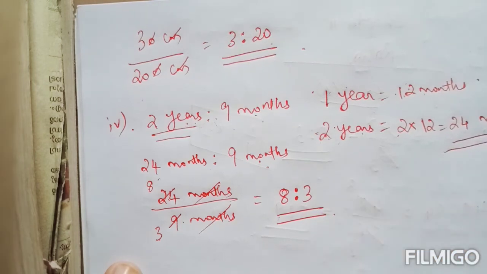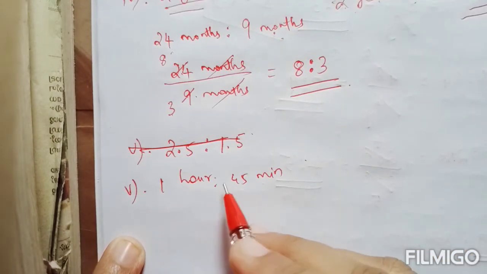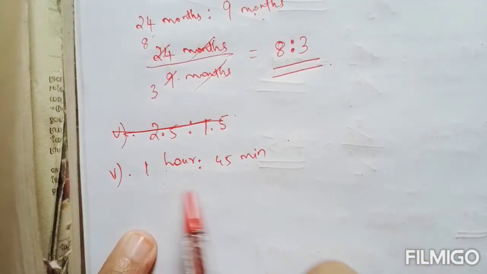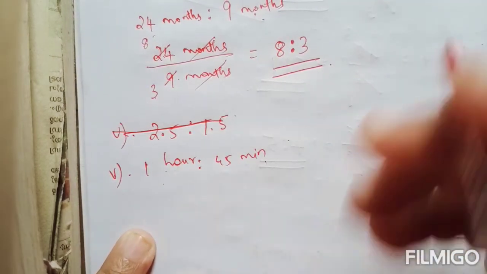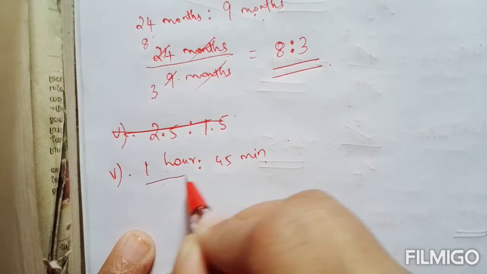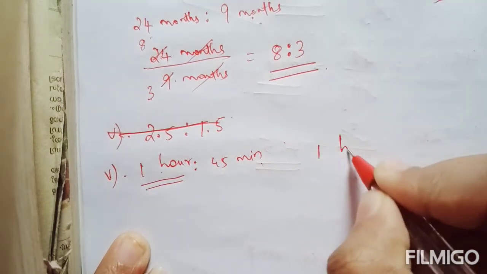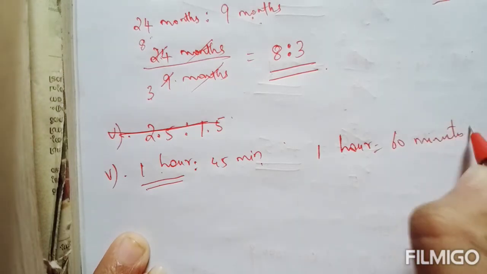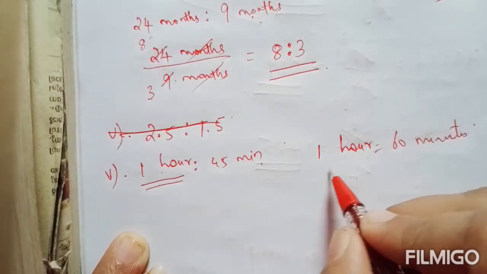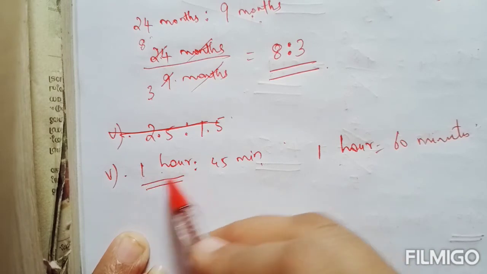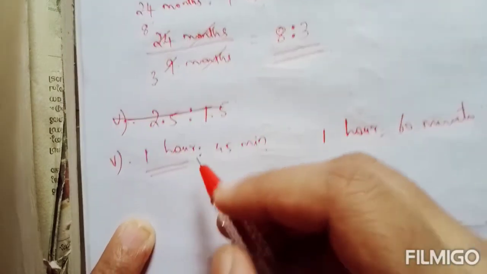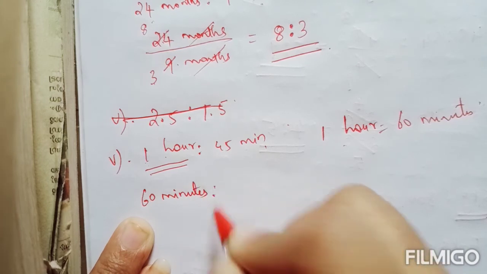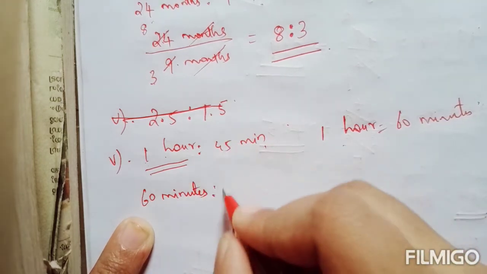Okay. Fifth one, 1 hour is to 45 minutes. Here you can see units are different: hour, minute. So let us convert hour to minute. We know that 1 hour equals 60 minutes. Here it is given 1 hour, so in place of that, you can write 60 minutes is to 45 minutes.